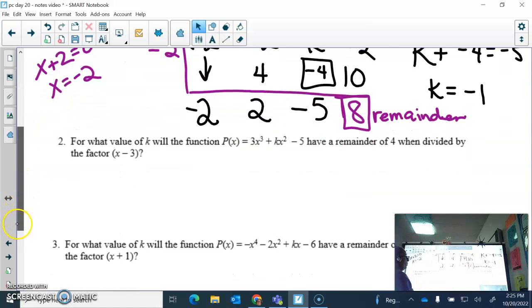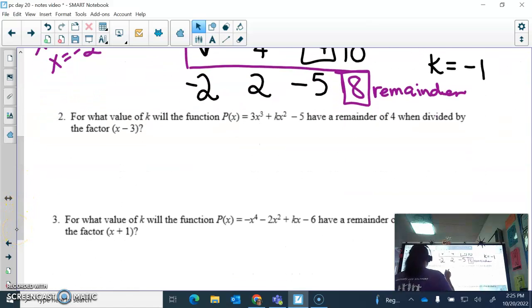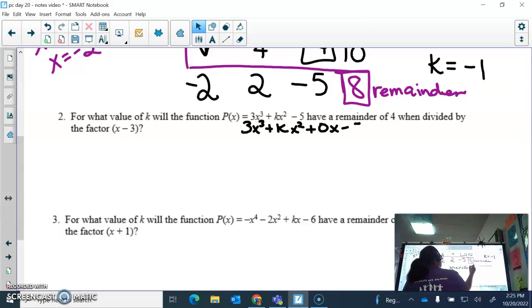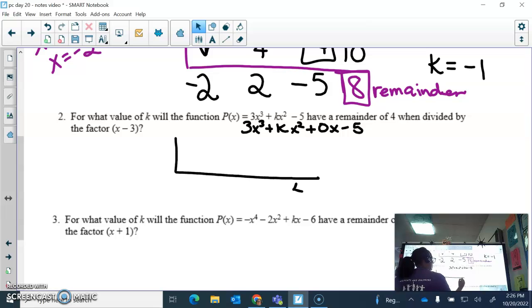So another way you can do this, I'll show you the other way here. Let's rewrite this polynomial with all the powers of x included. It says, for what value of k will the function p of x have a remainder of 4 when divided by a factor of x minus 3? So my remainder is 4, and these are my coefficients.